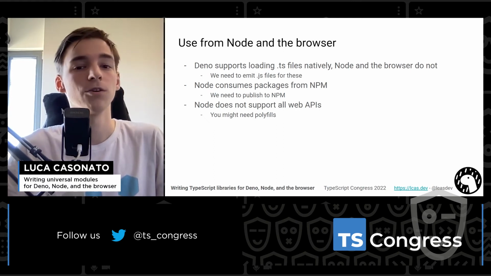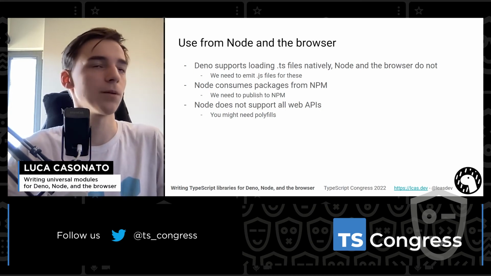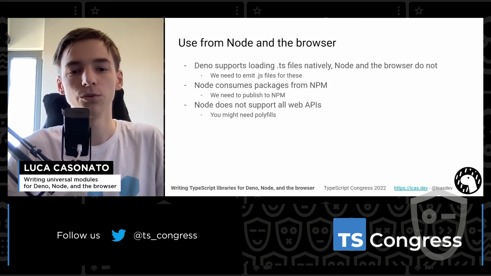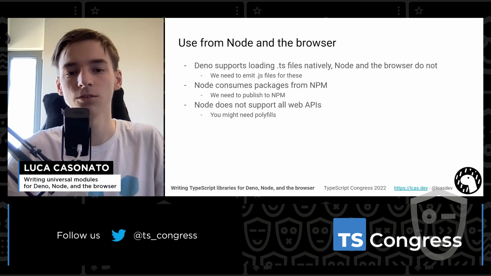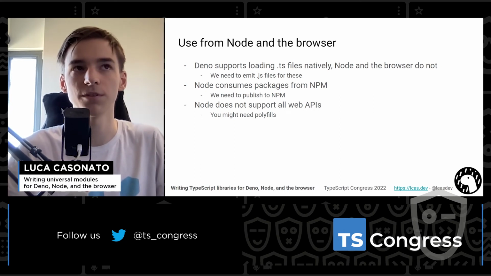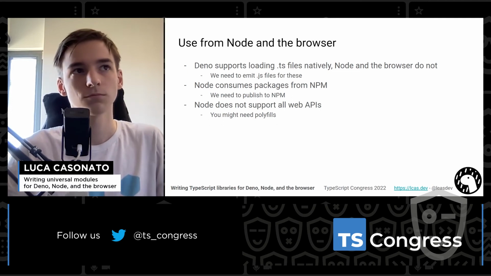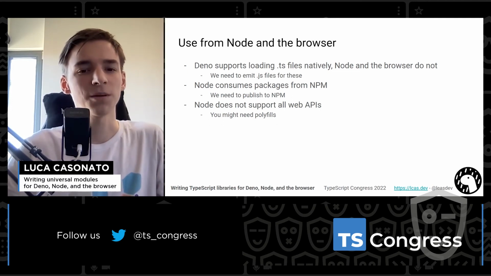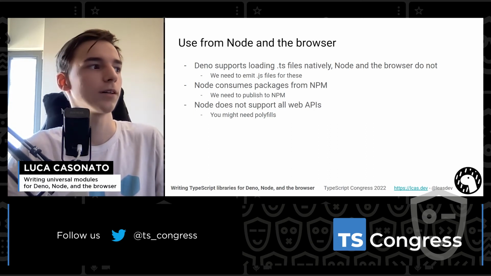The other thing is that Node cannot import packages directly from remote URLs. Instead, you need to import them from NPM. So we need to actually publish to NPM. And if your library were to use some web APIs which aren't available directly in Node, let's say readable stream, which isn't available as a global, but you have to import this from stream/web in Node, you'll need some polyfills. So that sounds kind of cumbersome, right? Like, how do I actually transpile all this code now? How do I get it to work?